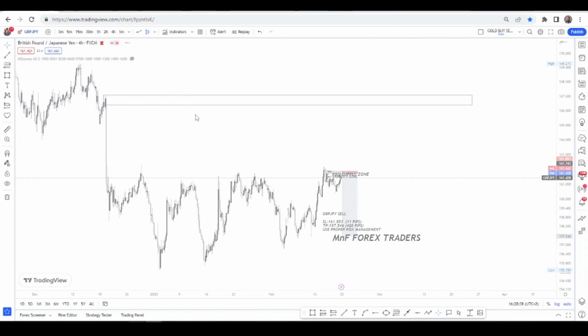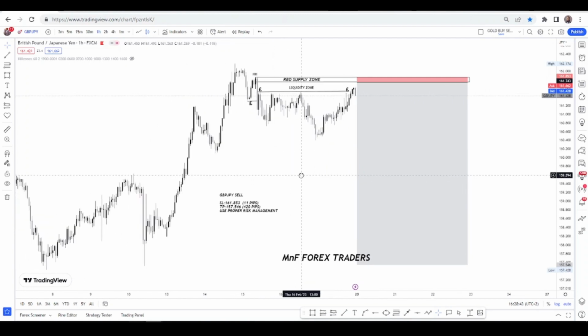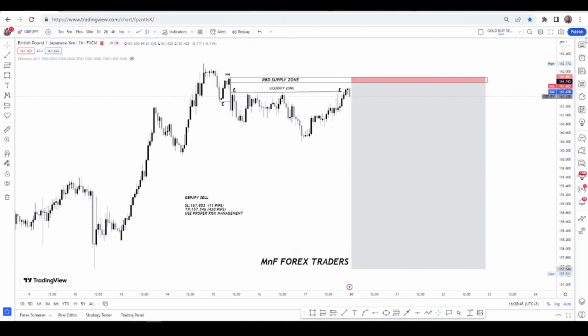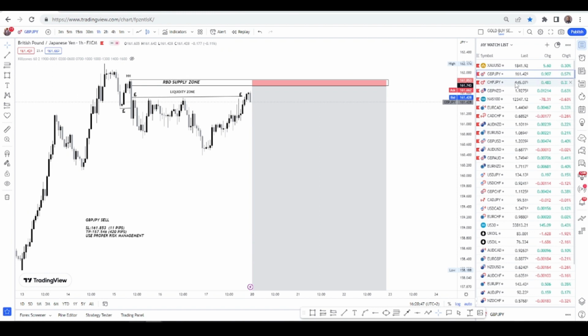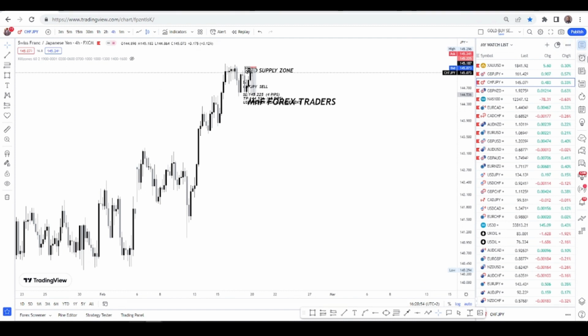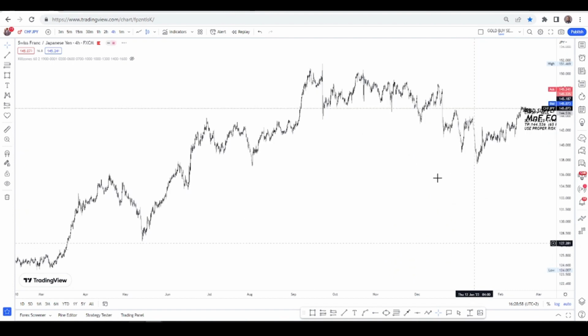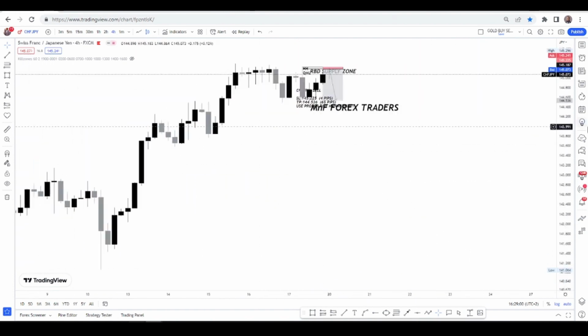But for now, this is what we're watching for. We'll just wait and see what's going to happen here. So I advise that you do the plotting on your charts as well so that you can have them. It's very important. So the next one is Swiss JPY. So Swiss JPY, it's a similar scenario.